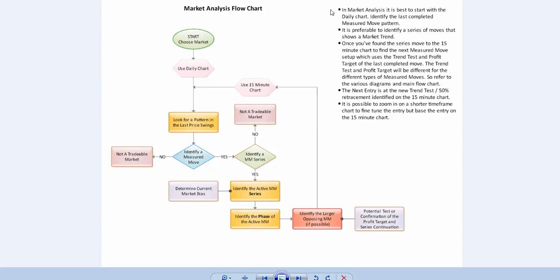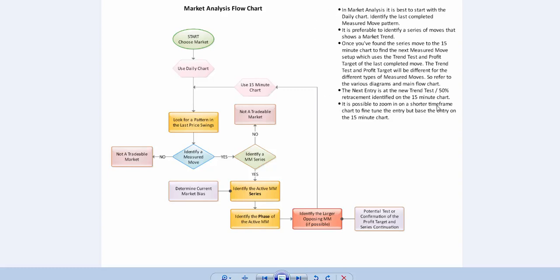Once you've found this series, move into the 15-minute chart to find the next measured move setup. We use the trend test and profit target of the last completed move. The trend test and the profit target will be different types of moves in different markets. So we always refer to our diagrams and our flow chart to find out where we are. The next entry is the new trend test, the 50% retracement identified on the 15-minute chart.